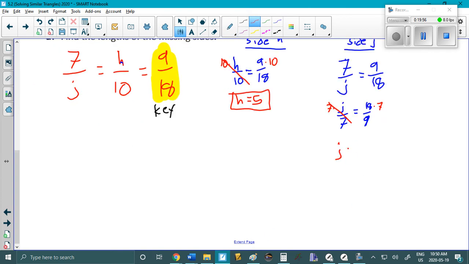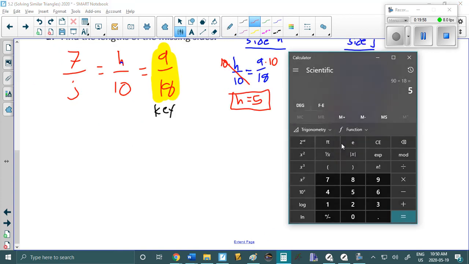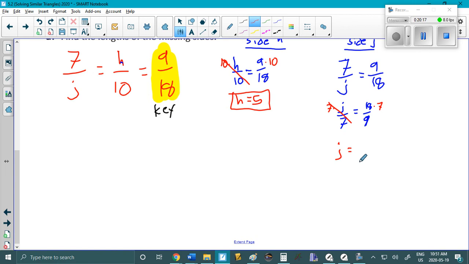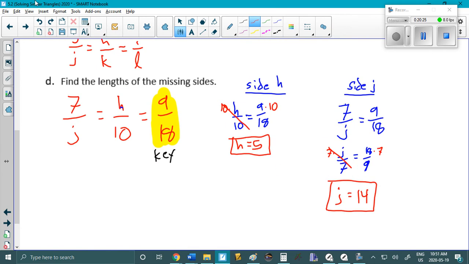And now we multiply by the 7 underneath, and we get J equals 18 times 7 divided by 9. Oh my goodness. 18 times 7 divided by 9. 14! 14. Sorry, my finger kept slipping and hitting the wrong button. It kept hitting the plus button because it's a massive button. All right, so that's it.